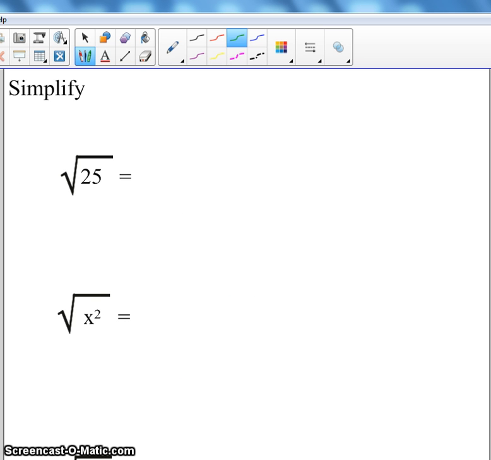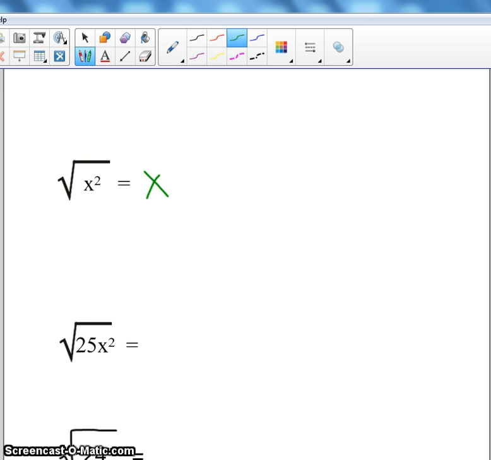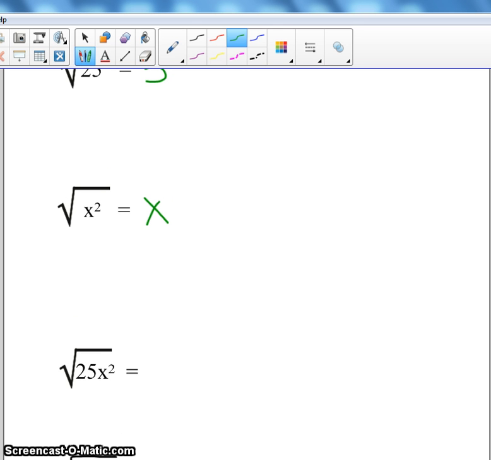To illustrate this property, we're going to look at the square root of 25 is 5, and the square root of x squared is x. We can put these together. An example where we have the square root of 25x squared. The product property says I can square root the 25 first and take that times the square root of x squared, which allows me to simply square root both of these, which is 5 times x.